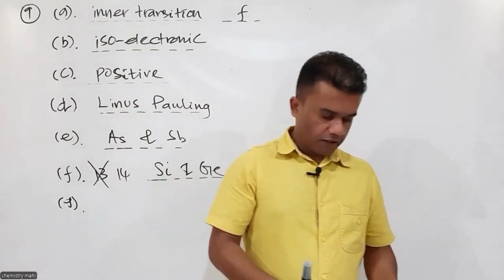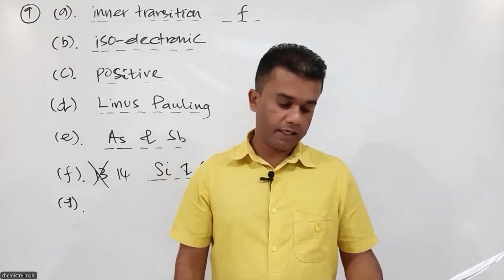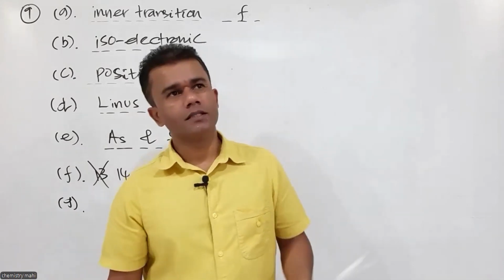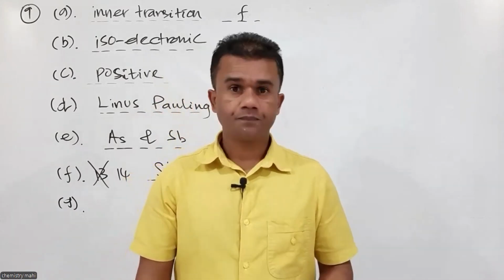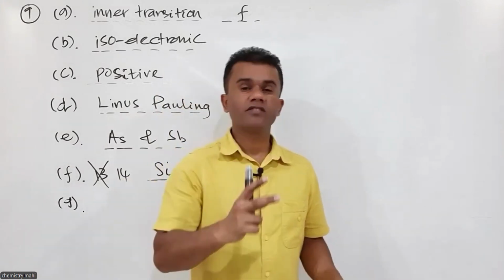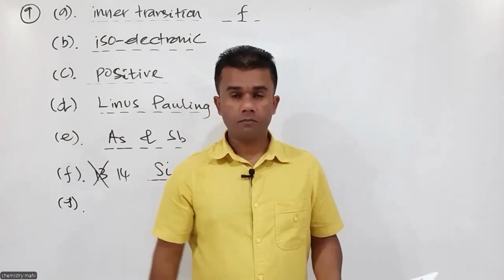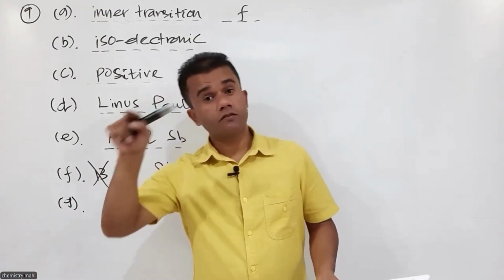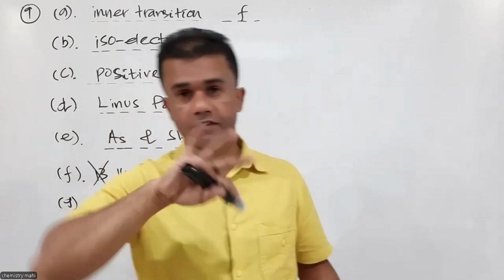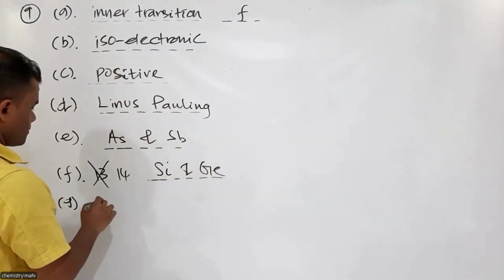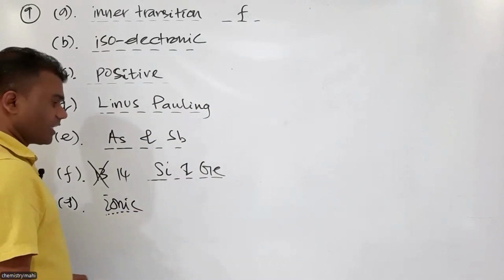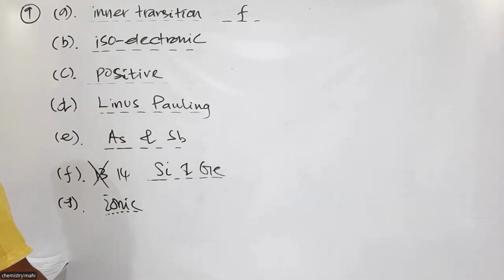G. The vast majority of the alkali metals and alkaline earth metals form which compound with halogens? This is something like inorganic or bonding part. Alkali metals and alkaline earth metals are highly electropositive elements. Halogens are highly electronegative. Between highly electropositive and highly electronegative elements, in most cases you get ionic compounds. A, B, C, D, E, F, G, H.